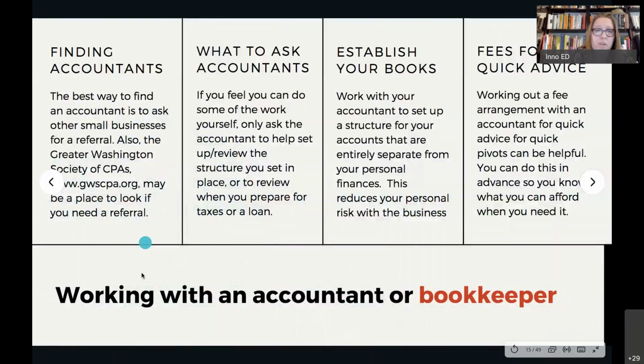So the first piece is you might be working with an accountant or you might be working with a bookkeeper. Either could be fine. An accountant has a little bit more schooling and certification, but a bookkeeper might be everything that you need. The best way to find these service providers, bar none, is to ask other small businesses for a referral. Who do they like working with? Why do they like working with them?